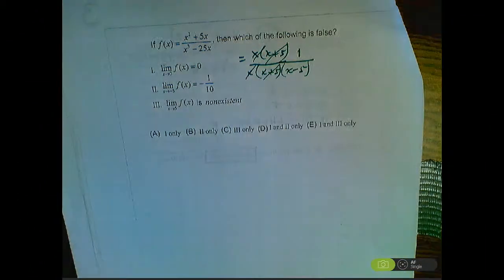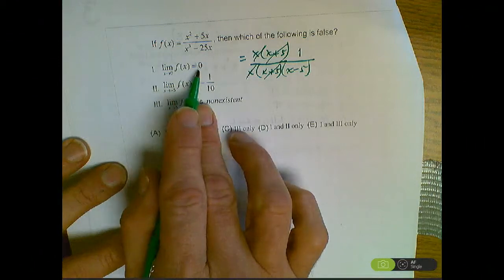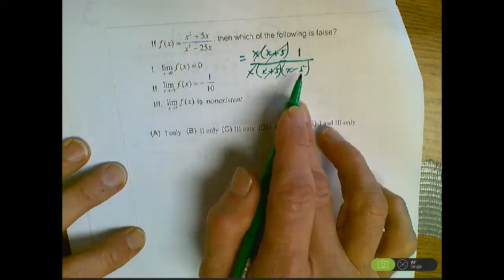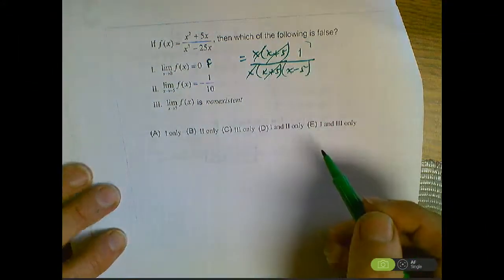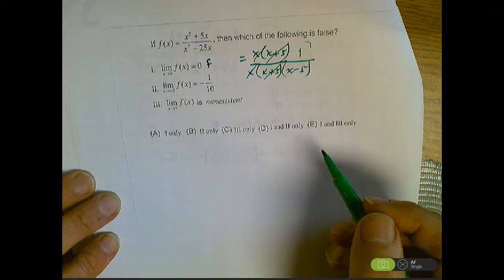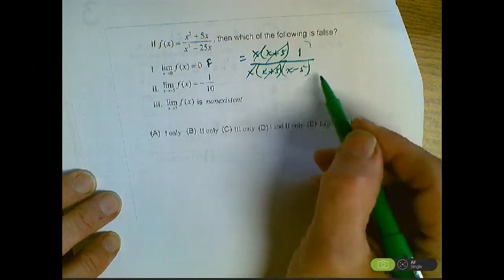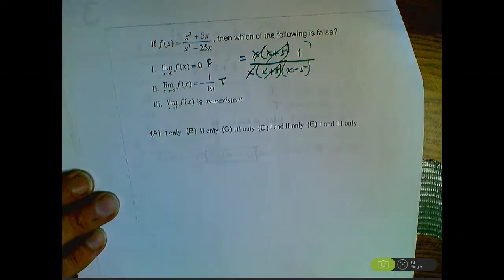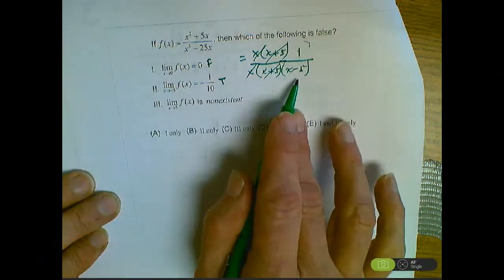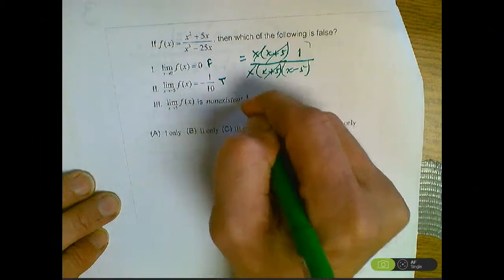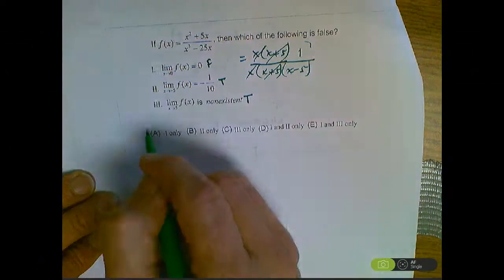I have 1 upstairs. So first of all, does the limit at 0 equal 0? No. It equals negative 1 over 5. So this is false. If I plug 0 in now, that's what I get. As x approaches negative 5, I plug negative 5 in, and I get 1 over negative 5 minus 5, which is negative 1 over negative 10, which is negative 1/10. That's true. And as I approach 5, I notice that I'm going to have an asymptote there. So it's true that the limit is non-existent. Therefore, it wants to know which one's false, and it's 1 only.